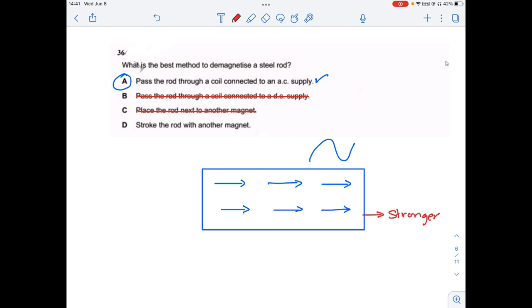I have to strike it with a hammer. If I strike it with a hammer, this magnet will be demagnetized. So the best method to demagnetize is not striking with another magnet. So therefore, this option D is also going to be wrong. So only option A is correct. That's going to be the answer.